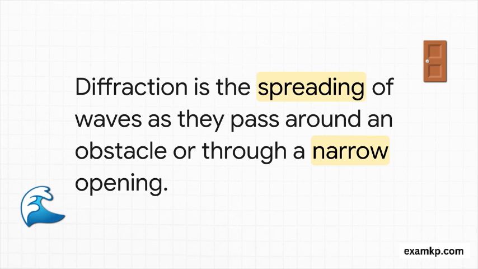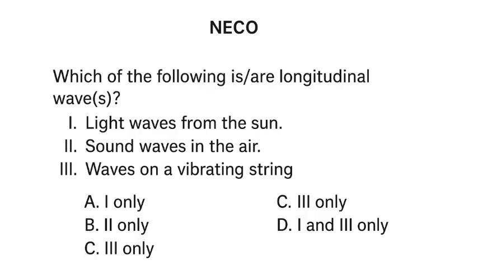All right, next up, a question from NECO. This one's all about classifying waves. They want to know which of these is longitudinal. So remember, what does longitudinal mean? It means the vibration is parallel to the direction the wave is traveling. And the correct answer is B, sound waves in the air.